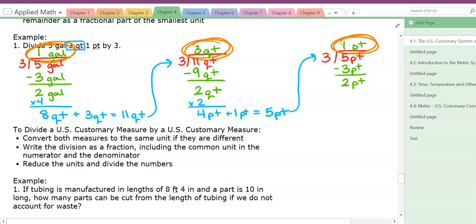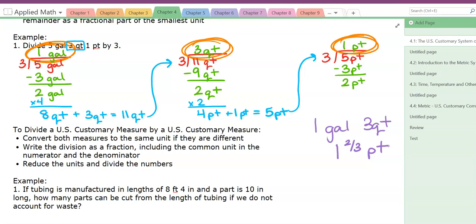But how do we take care of this remainder? Because we still have 2 pints and then that 3 that we're dividing by. So remember when you did long division the normal way with just plain numbers, no units? Your remainder was always written as the number that you're left with at the bottom over what you divided by. So for this one, you're going to have 1 gallon, 3 quarts, and then it's going to be 1 2/3 pints. And that 2/3 comes from that remainder 2 over what we divided by, 3, at the end.